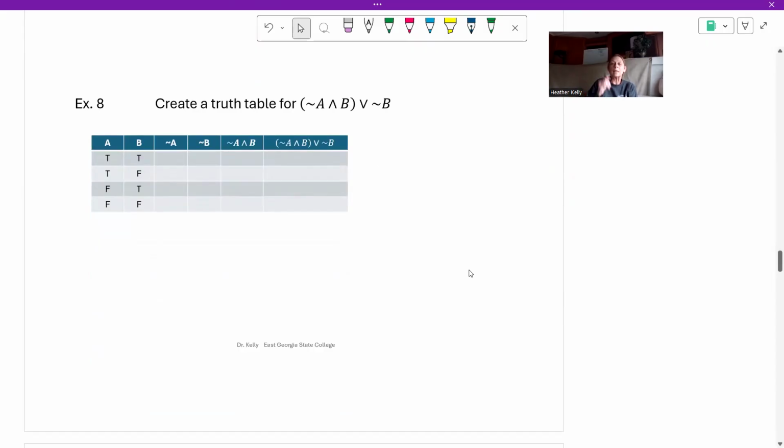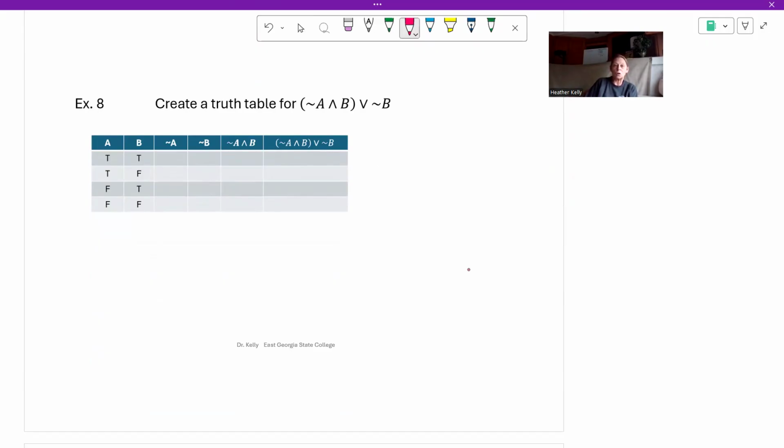Now, remember what I said. I said that parentheses are like operators in algebra, and so you have to do the stuff inside parentheses first. Okay, so let's take a look here. We're asked to do not A and B or not B.